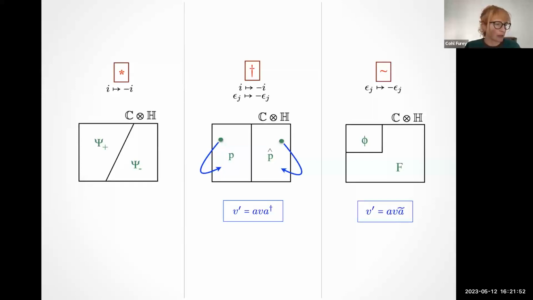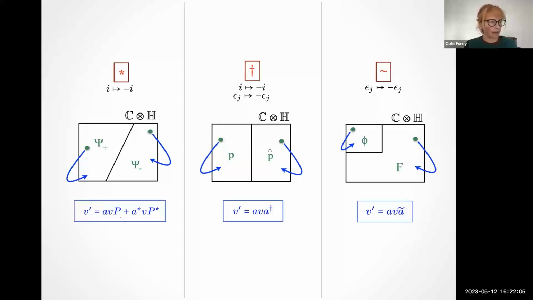Now for the complex conjugate, on the other hand, here's what the action looks like. The P here is nothing more than a chirality projector. So under each of these actions, every one of these subspaces listed here is stable.